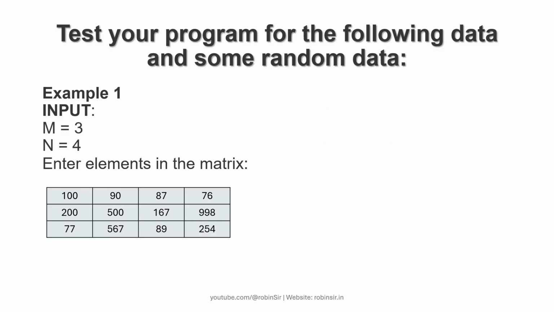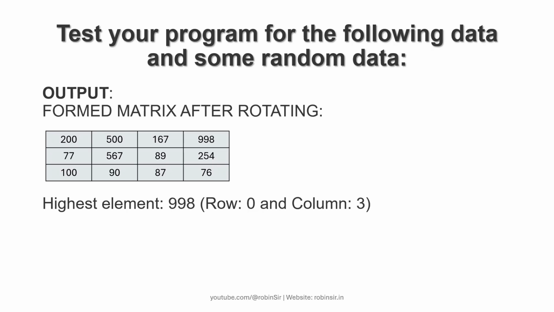So here are some examples. Here, the number of rows is 3, the number of columns is 4, and these are the elements entered by the user in the matrix. And in the output, we can see over here that each row has shifted upwards by one step.